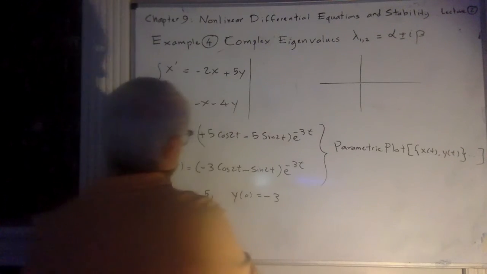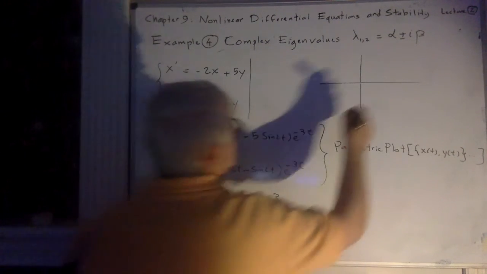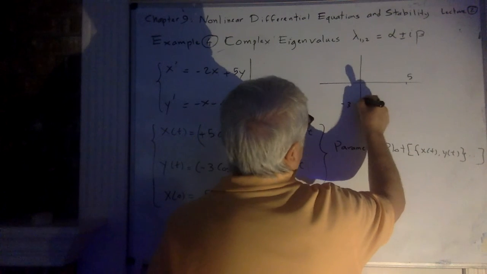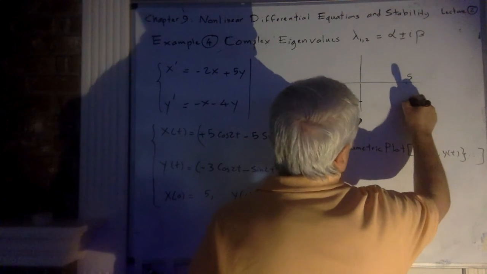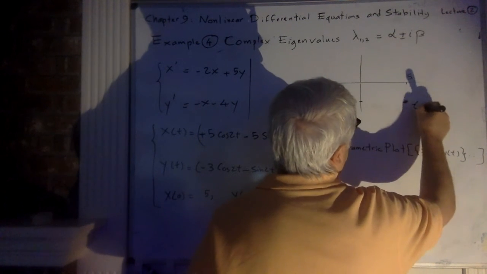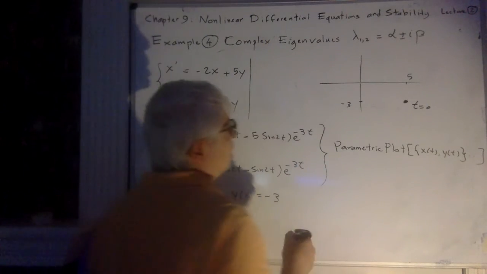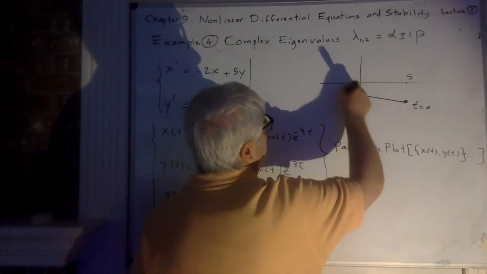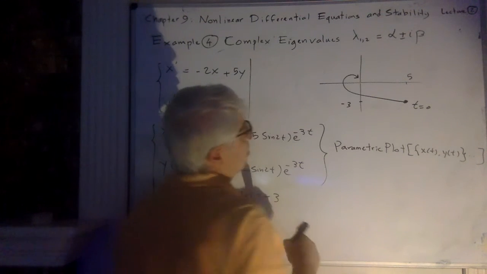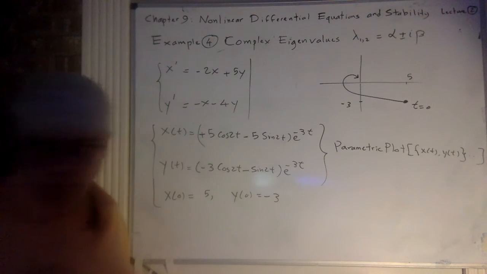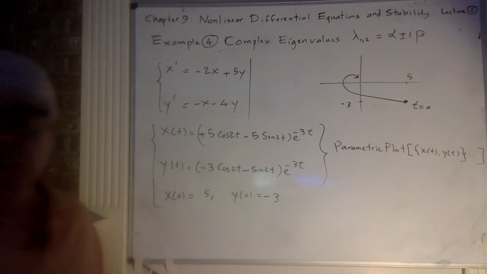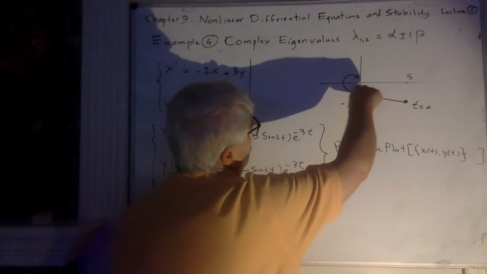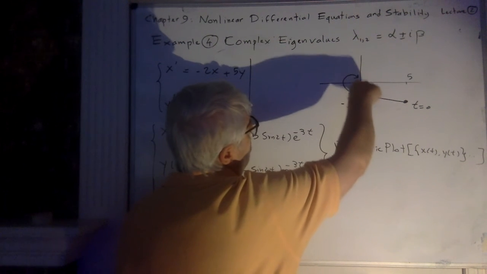It starts at 5, minus 3, so 5, say minus 3. So it starts somewhere here. That is when t is 0. And it just goes in a spiral form like this. Okay. So if you plot that parametrically, you would see something like this. And it just continues and goes round, round, round, round.